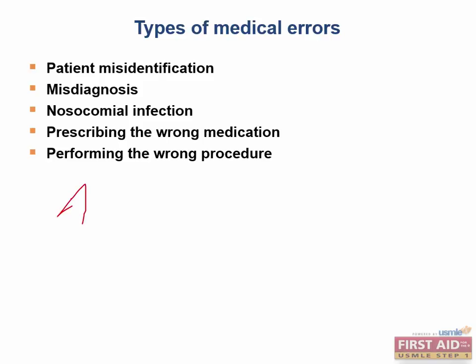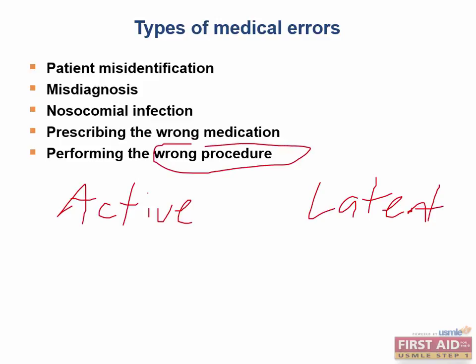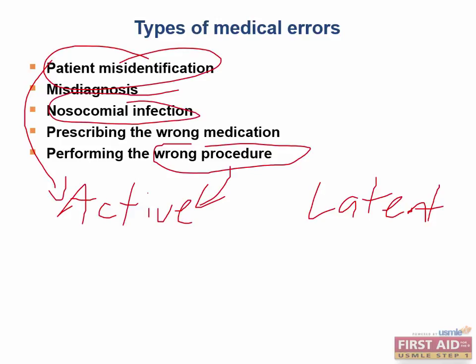Now, errors can either be active or latent. Active errors occur due to mistakes that the physician makes directly. It has an immediate impact. So something like performing the wrong procedure or patient misidentification would fall under active medical errors. Latent errors occur due to faulty processes or organizational structure within the hospital system rather than specific physician errors. An example of this could be a nosocomial infection.